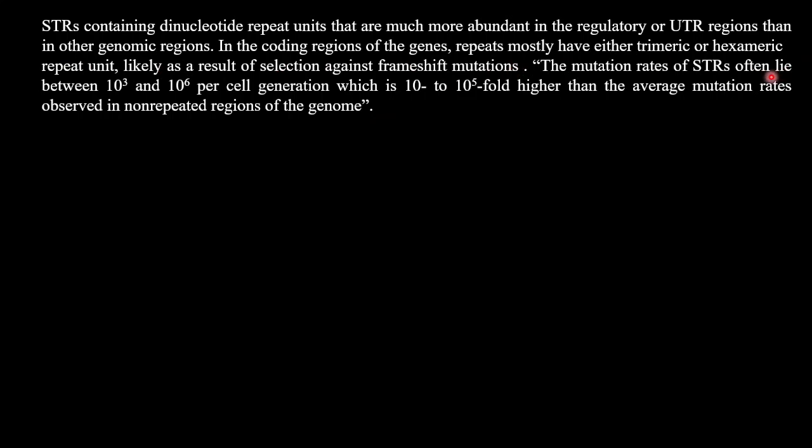The mutation rates of STRs often lie between 10 to the power of minus 3 and 10 to the power of minus 6 per cell generation, which is 10 to 10 to the power 5-fold higher than the average mutation rate observed in non-repetitive regions of the genome. So what this sentence means is, because these are short tandem repeats, they have a high chance of mutation in comparison to other sequences which are not present in the form of a repeat. The mutation rate is very high.